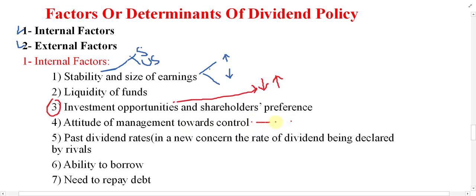Definitely, if the company goes for dividend, the retained earning of the company will decrease. If the company distributes the profit among the shareholders, the amount of retained earning decreases. If the amount of retained earning decreases, definitely the amount available to make investment in the future also decreases. Why? Because if you divide the profit among the shareholders, the cash available in the business will be less.